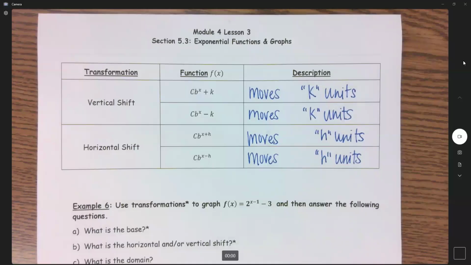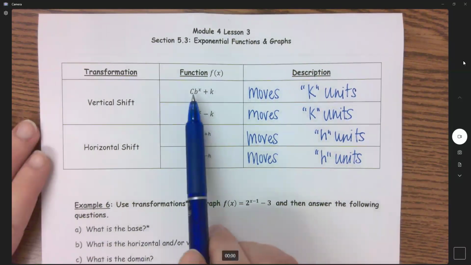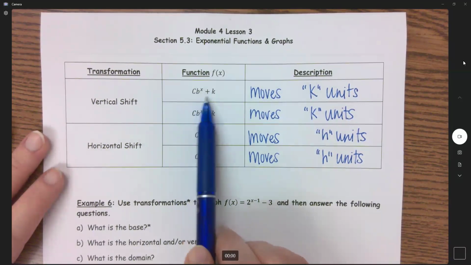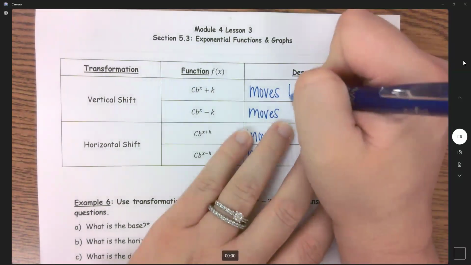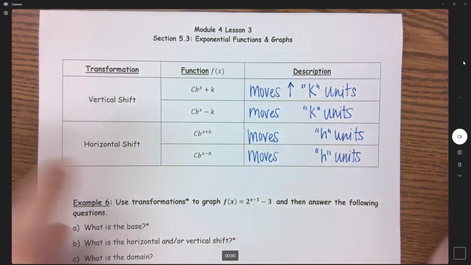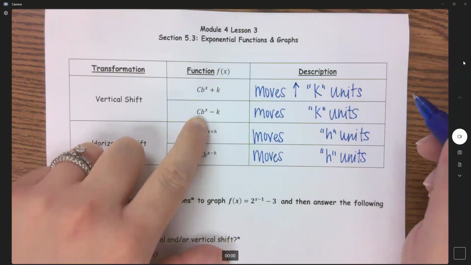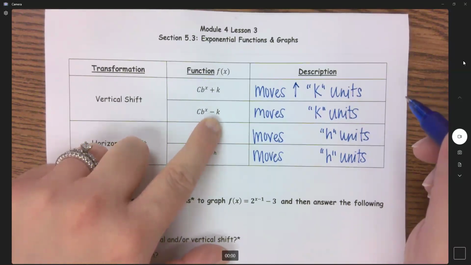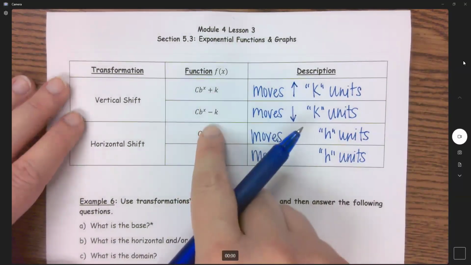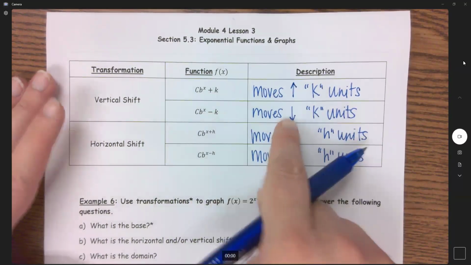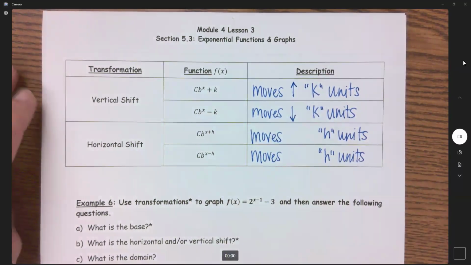Now that we've gone over the basic shape of exponentials, let's start transforming it, meaning vertical and horizontal shifts. So when I have my exponential function, which is c b to the x power, and I add something to the end, that is going to move my graph up k units. When I have my exponential c b to the x power minus a number, that shifts my graph down k units. These k's are predictable. Plus is up, minus is down. We've been saying outside, same.